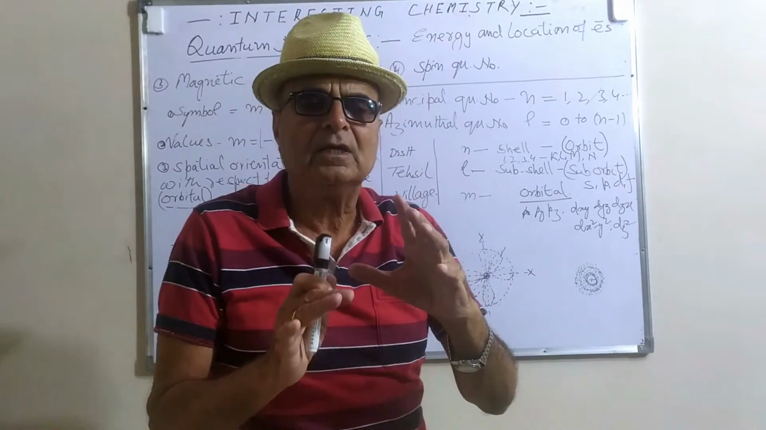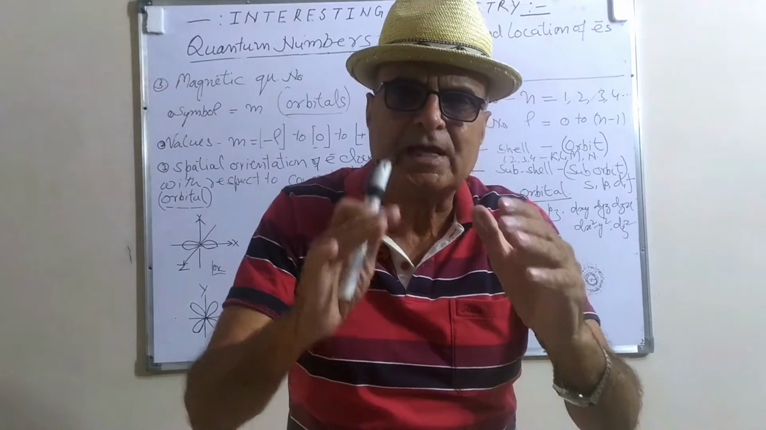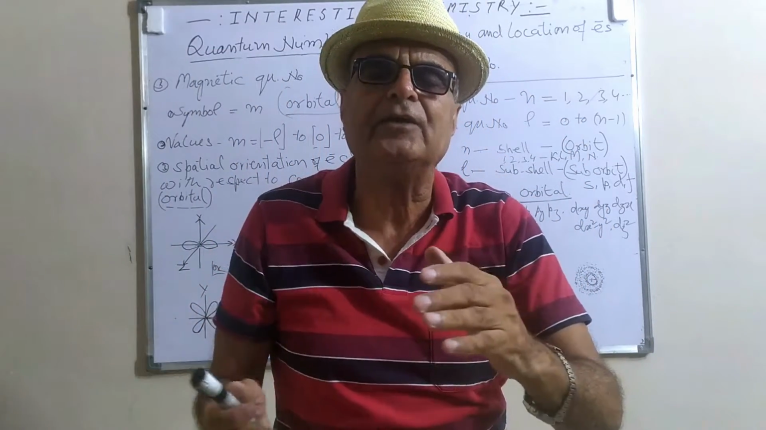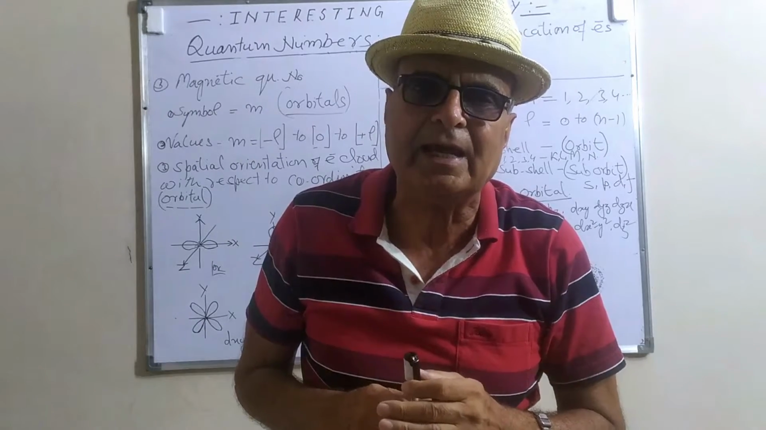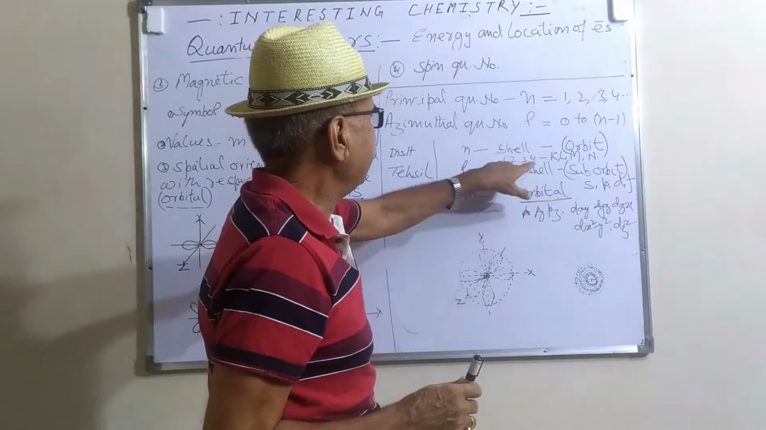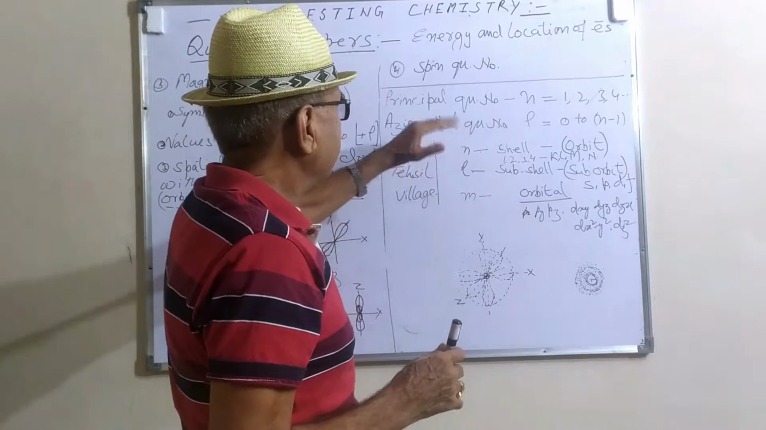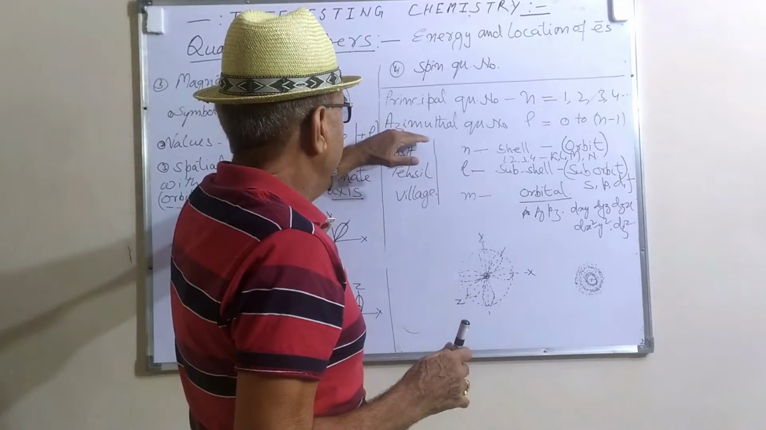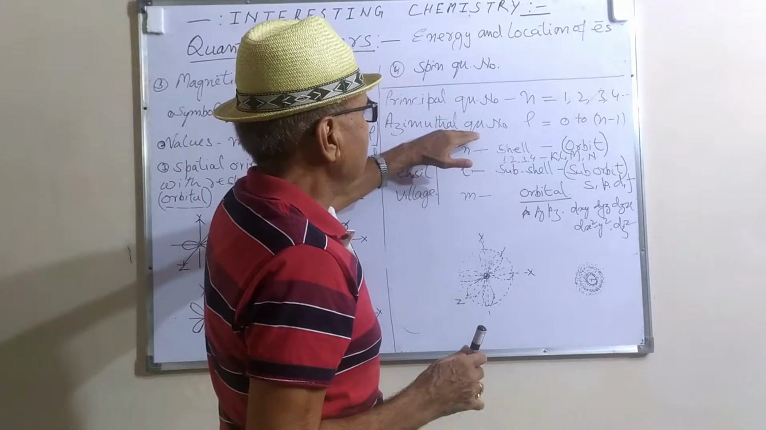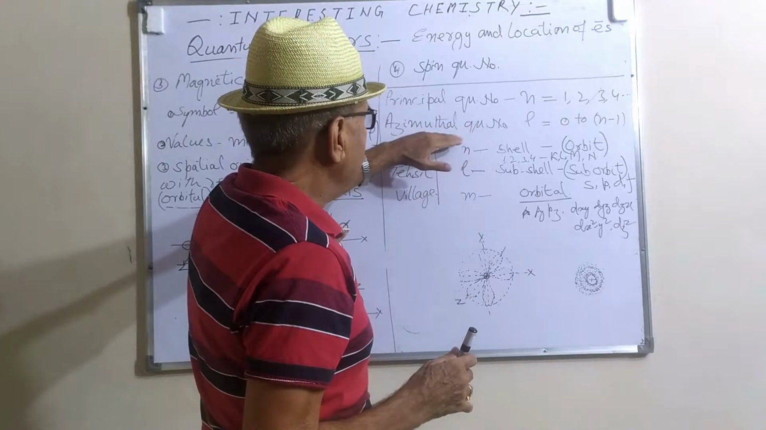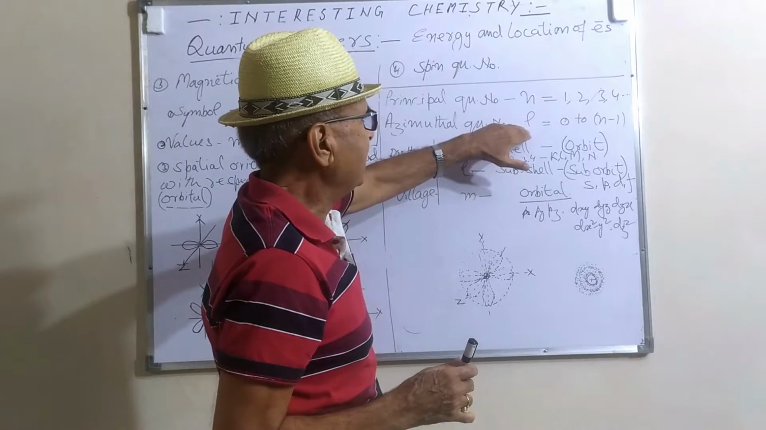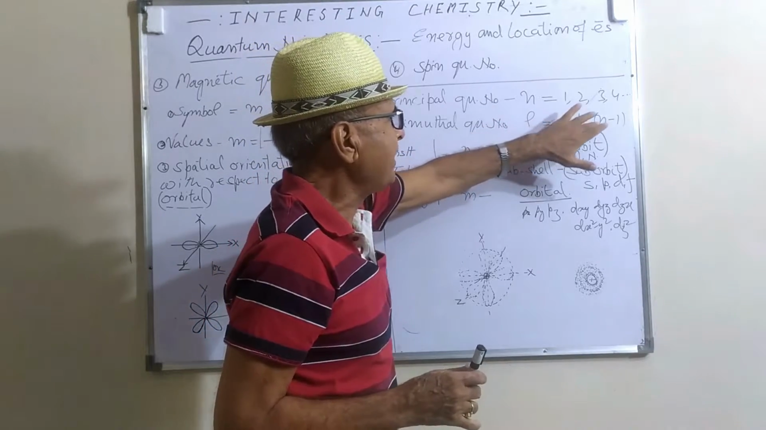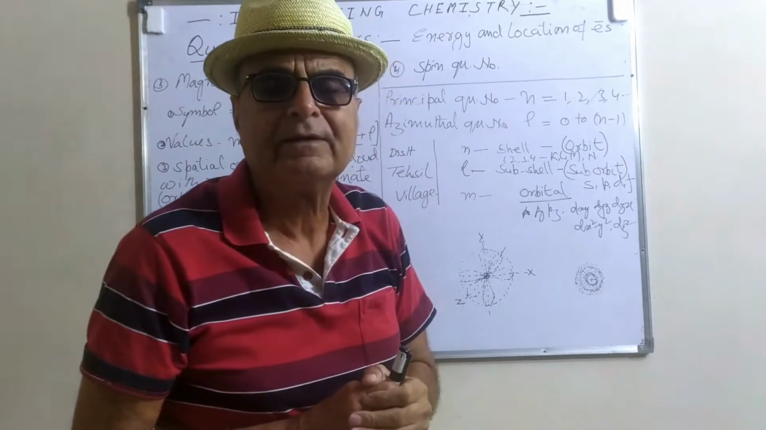So we should recall the principal quantum number n, which is 1, 2, 3, 4. It means the first shell, second shell, third shell, and we can also call them K, L, and M. And the second one is the azimuthal quantum number. The value of the azimuthal quantum number l is equal to 0 to n minus 1.